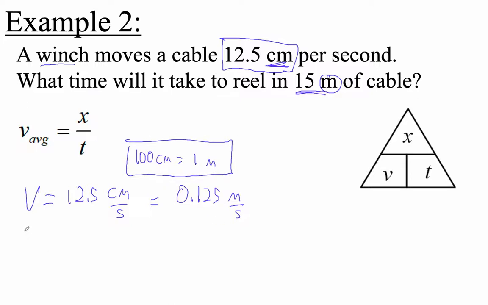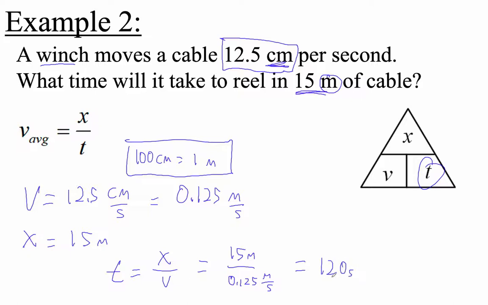And then let's see, our x is 15 meters, right? And now we're solving for t, so t is going to be x over v. See, the x is on top of the v. So t is x over v, 15 meters divided by 0.125 meters per second. I bet it's 8 times 15. Let's try it. So 15 divided by 0.125 is 120 seconds. You could say 2 minutes if you want to be all fancy, right? And then that's the same, by the way, as 8 times 15, right?